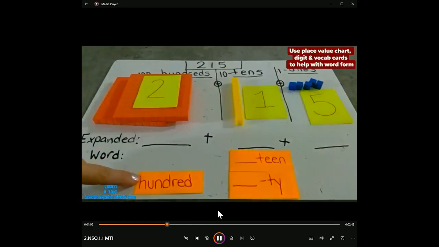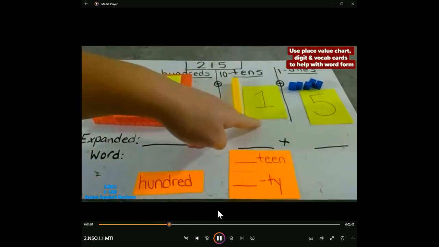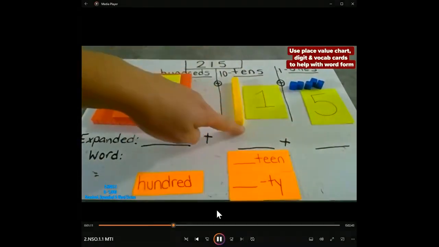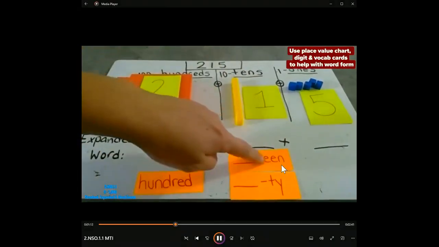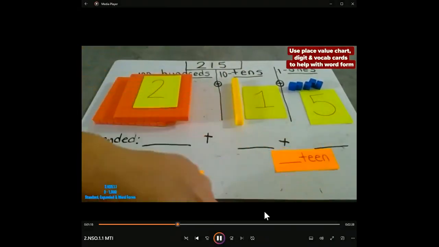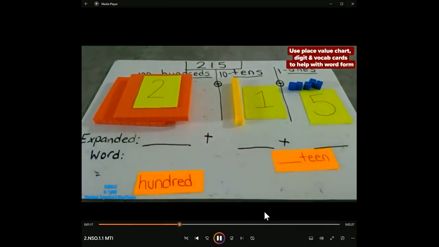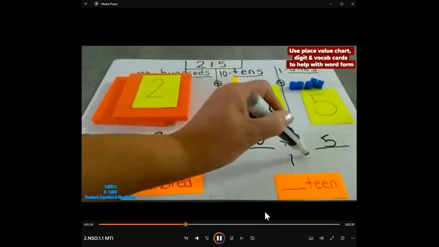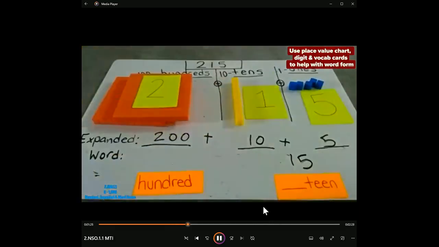ELL students and ESE students sometimes struggle with the tens place when it becomes a 1 because now they have to use the word ending with teen. So making sure to practice the difference between tens that are greater than 1, where they would use 30, versus having a 1, where then it would just be the number 15 in this case.